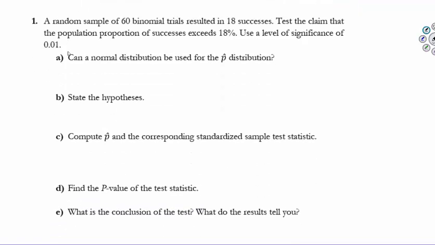Here's a basic sample. A random sample of 60 binomial trials resulted in 18 successes. So 60 would be the sample size. The number of successes is 18. We typically use x. The textbook we use in this class uses r, but the number, no matter what letter you use, is 18. The claim is that the proportion of success is greater than 18% with a level of significance of 0.01. Can a normal distribution be used for the p-hat distribution? This p-hat, the sample proportion.